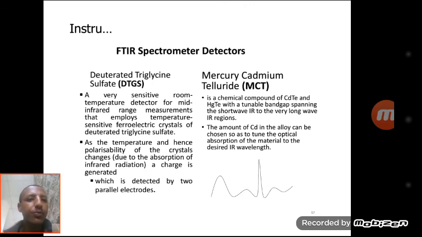The other detector is mercury cadmium telluride. It is a chemical compound of cadmium telluride and mercury telluride, which enables a band gap spanning the short wave IR to the very long wave IR region.